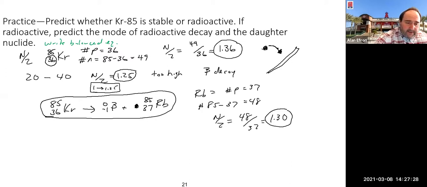Question on that there. Our question: how to use neutron to proton ratio to figure out stability.